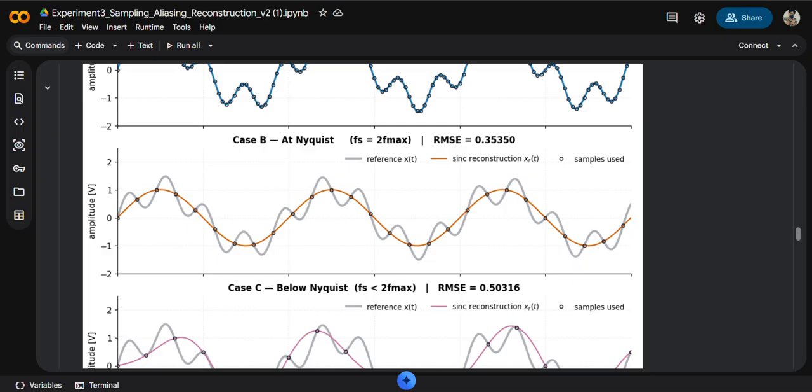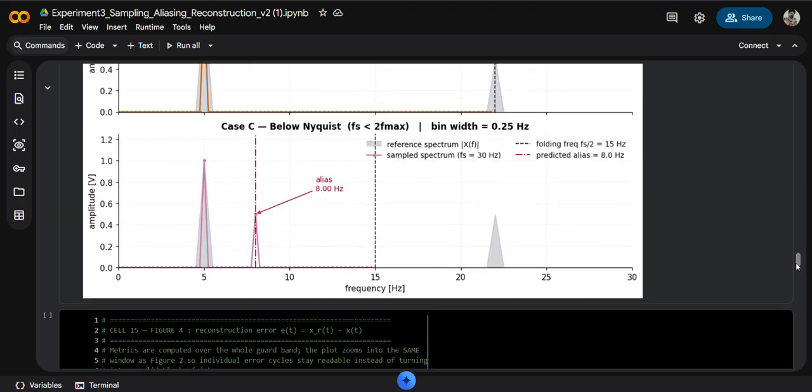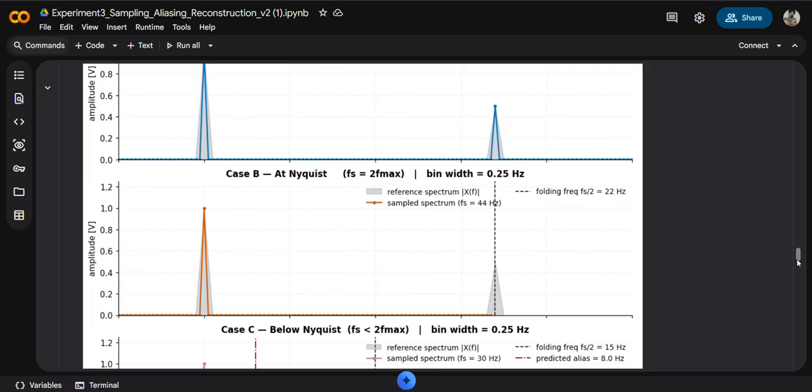And if we check out the FFT plot now, the 22.0 Hz spike is just gone. It vanished. Only the 5.0 Hz spike survives. This graph perfectly shows why you cannot just sample at the strict Nyquist limit in the real world. If your timing is even slightly off, you literally erase the data.